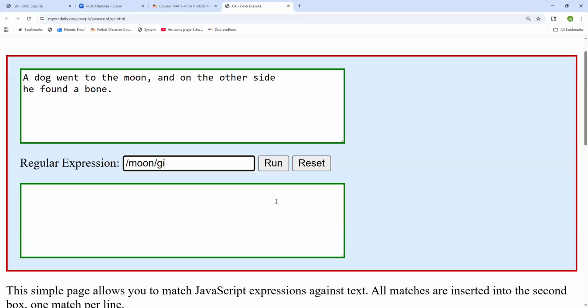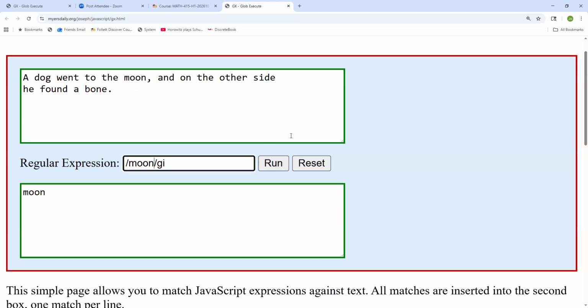So what do you think the result will be of the expression slash moon slash GI? What matches do you think will be found from that input? Let's try it and see. It'll find the word moon. See that word moon right there?